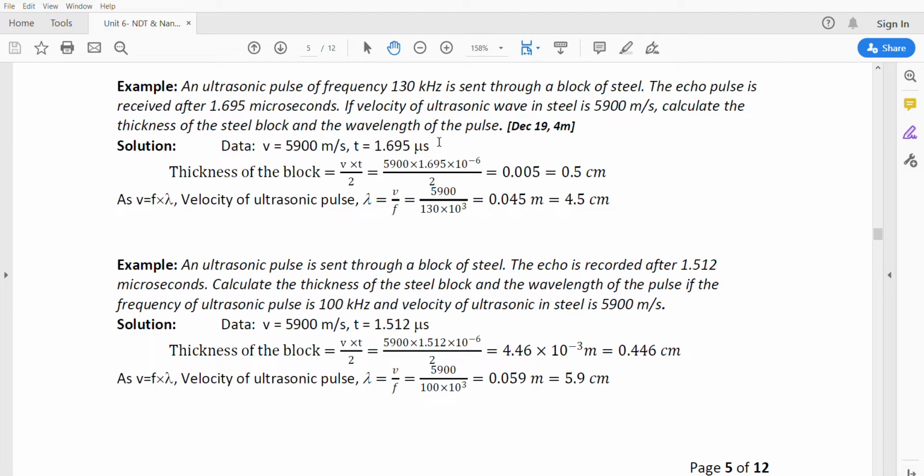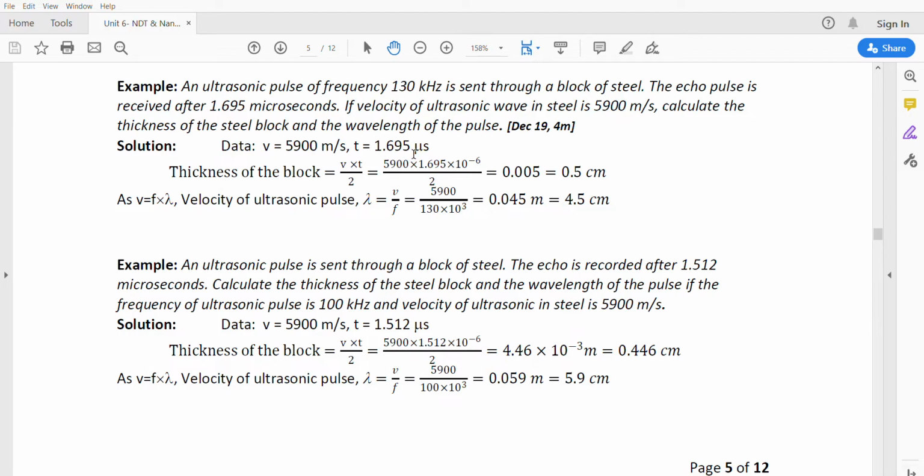We need to use the same formula. For the wavelength, we need to use one more, a standard formula. Velocity is equal to frequency into wavelength. So we will use the first formula first. Write the given data: velocity is equal to 5900 meters per second, time is equal to 1.695 microseconds. Thickness of the block is velocity into time upon 2.